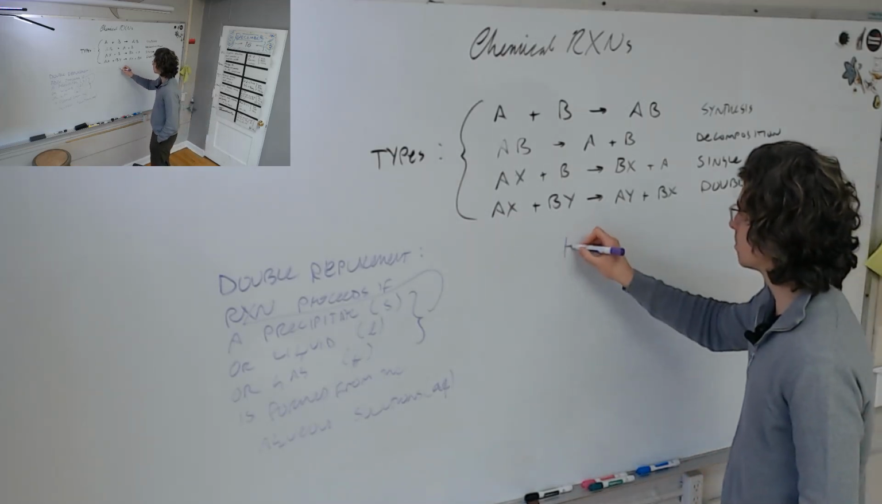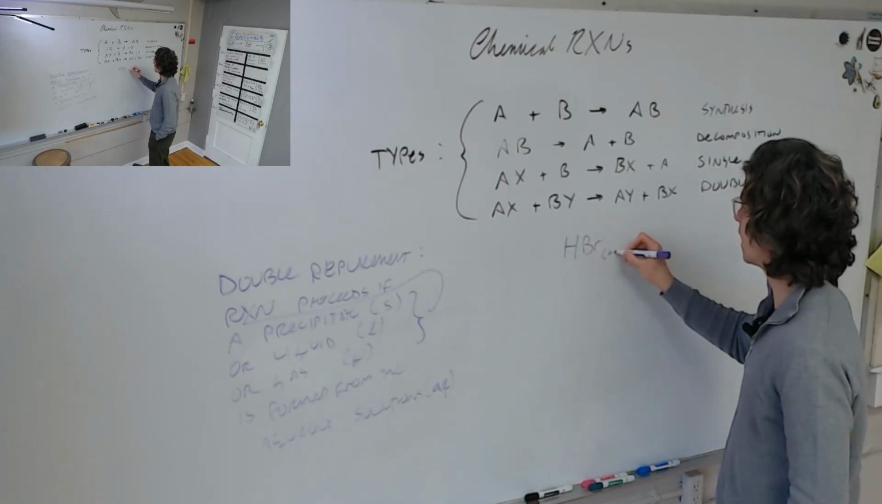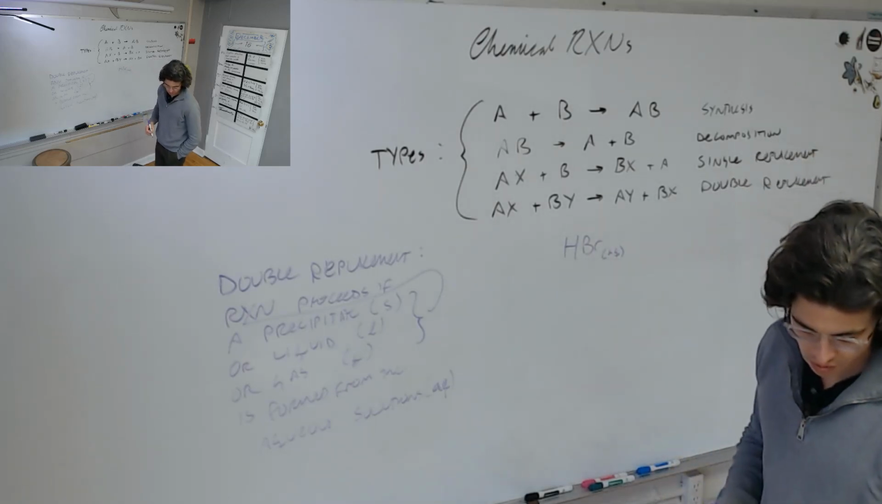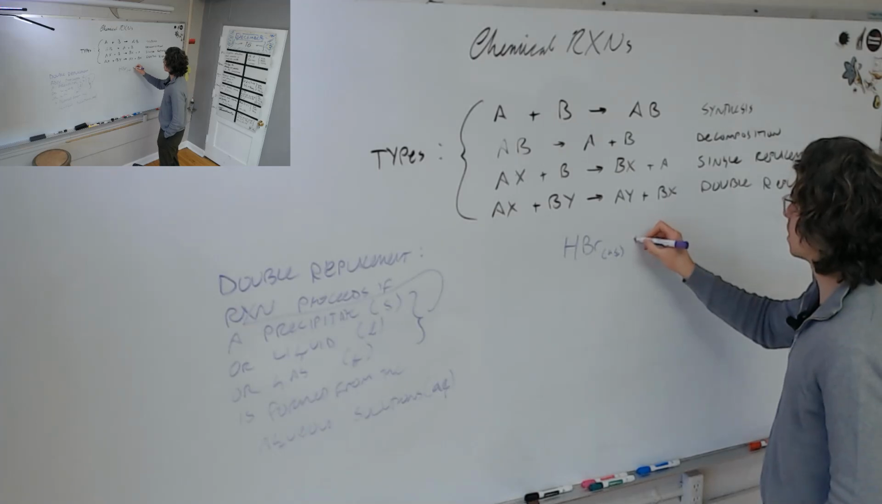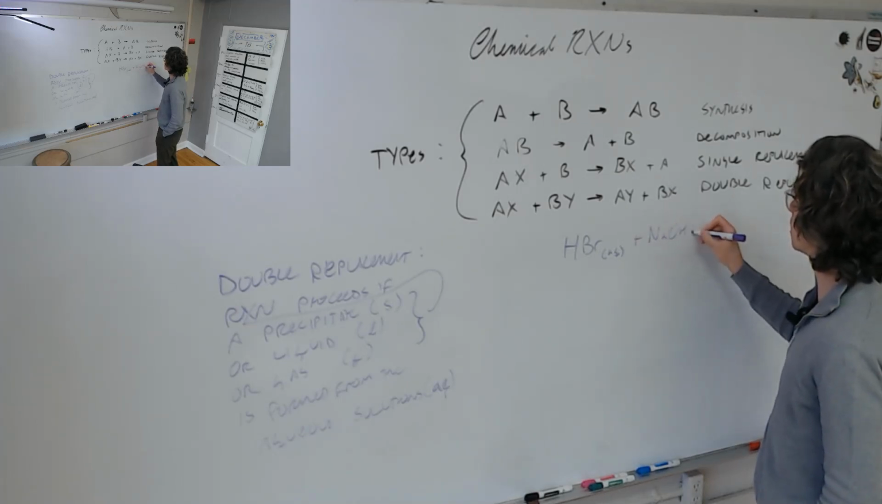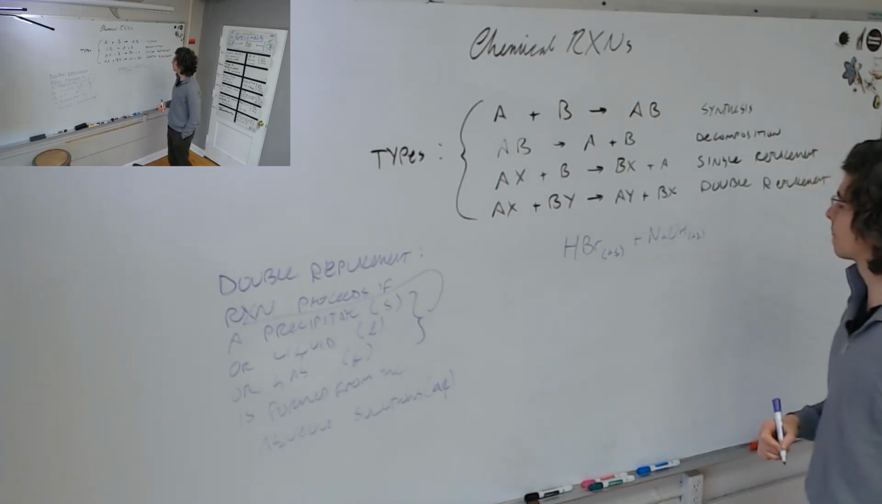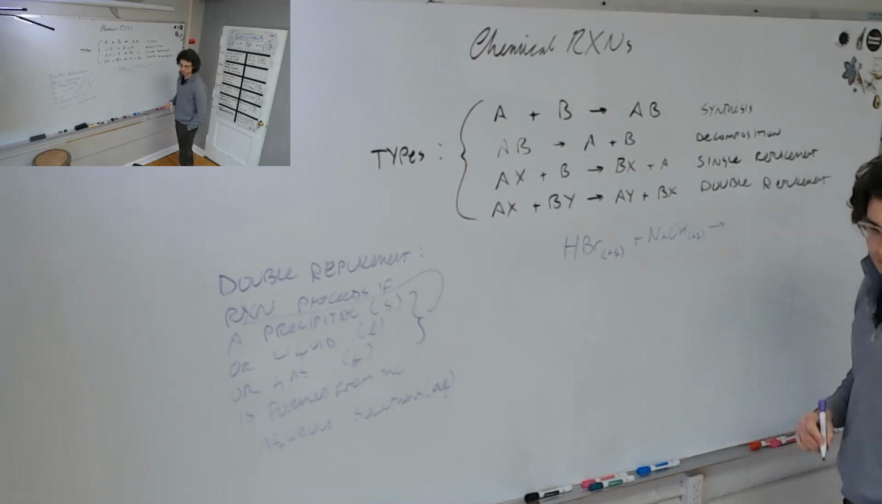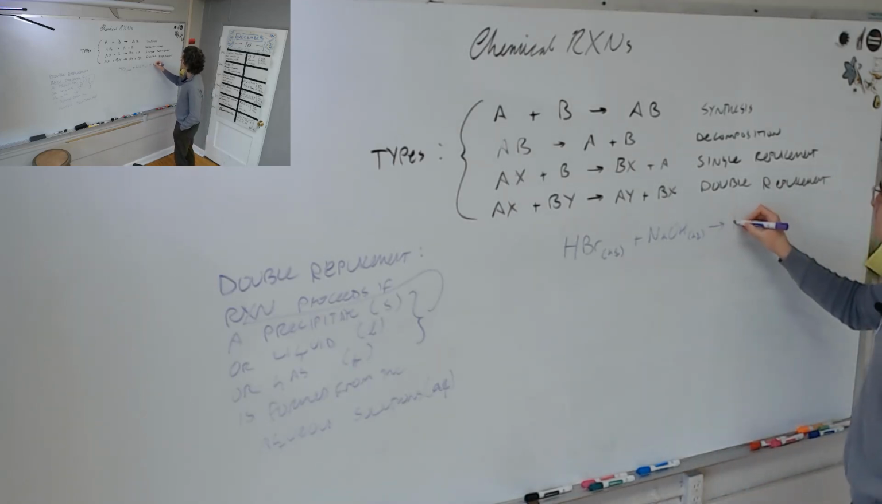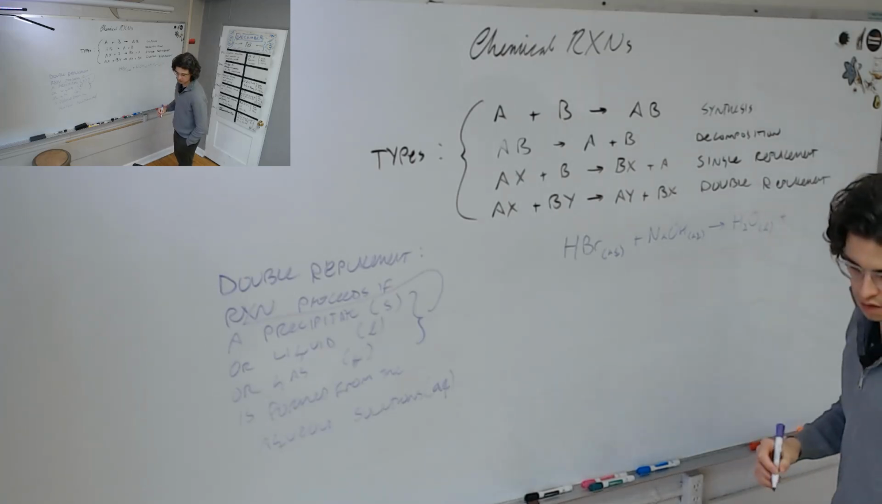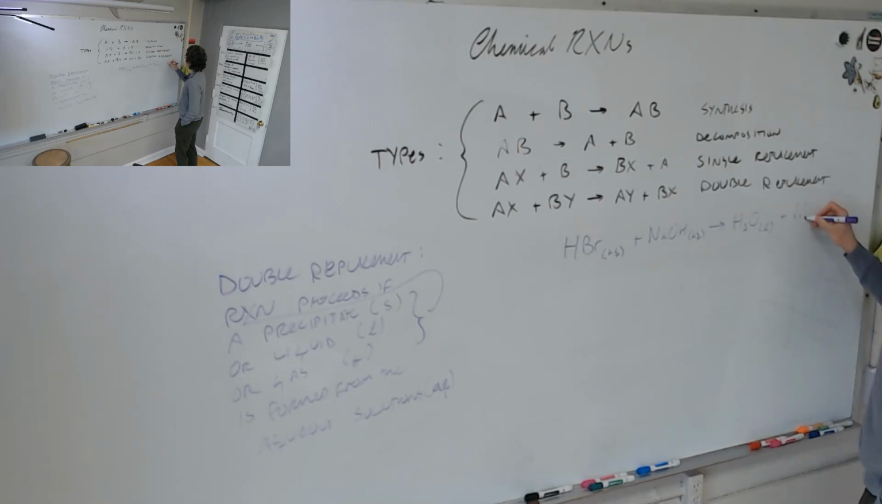It's a pretty simple example. HBr in aqueous solution, that's hydrobromic acid, plus NaOH in aqueous solution yields H2O, which is a liquid, plus NaBr in aqueous solution.